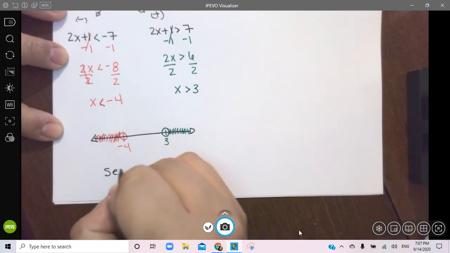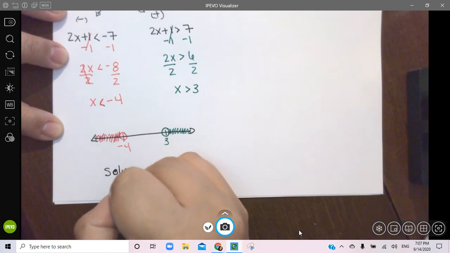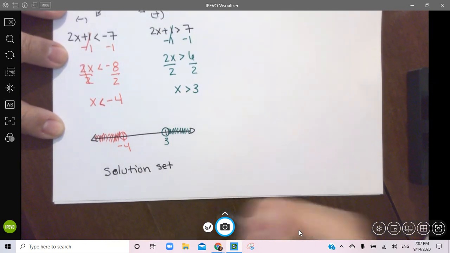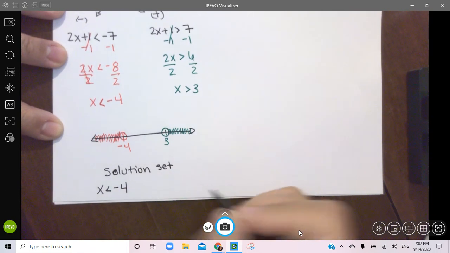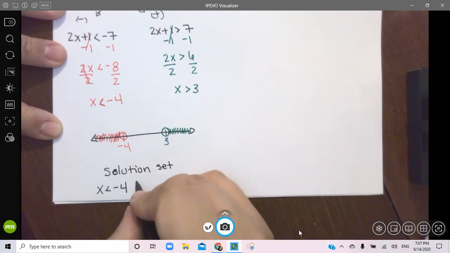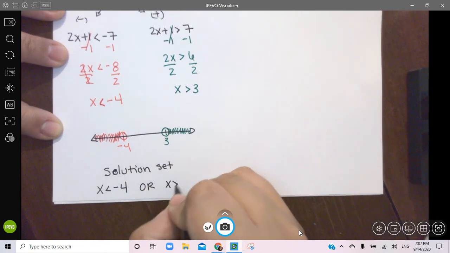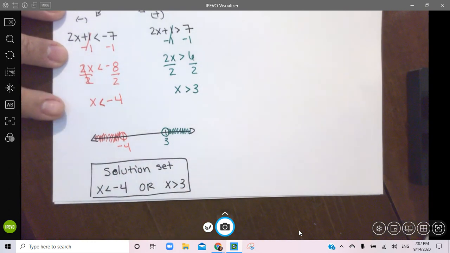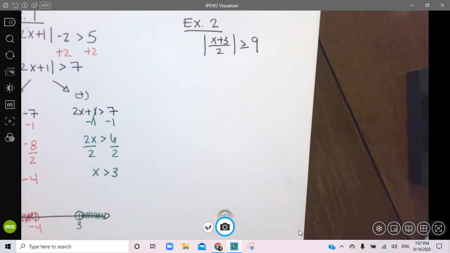So my final step is to write the solution set. And I'm going to start with my negative side first. And remember, this is an OR statement. So my solution set is x less than negative 4 or x is greater than 3. And that's my solution.